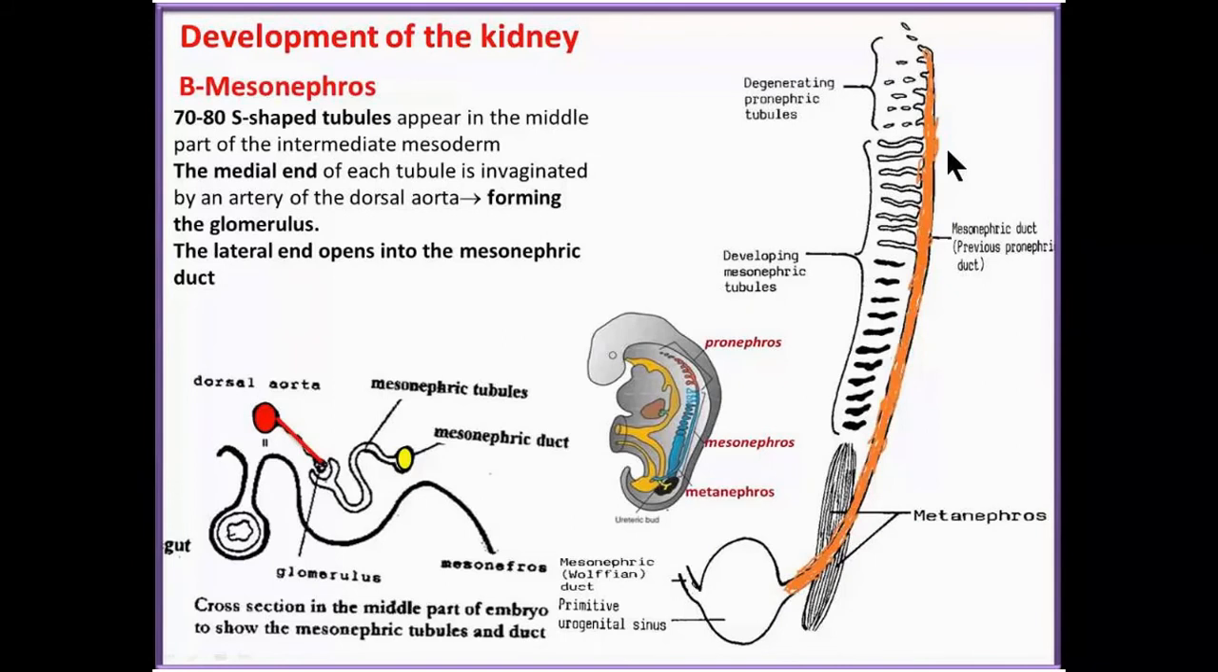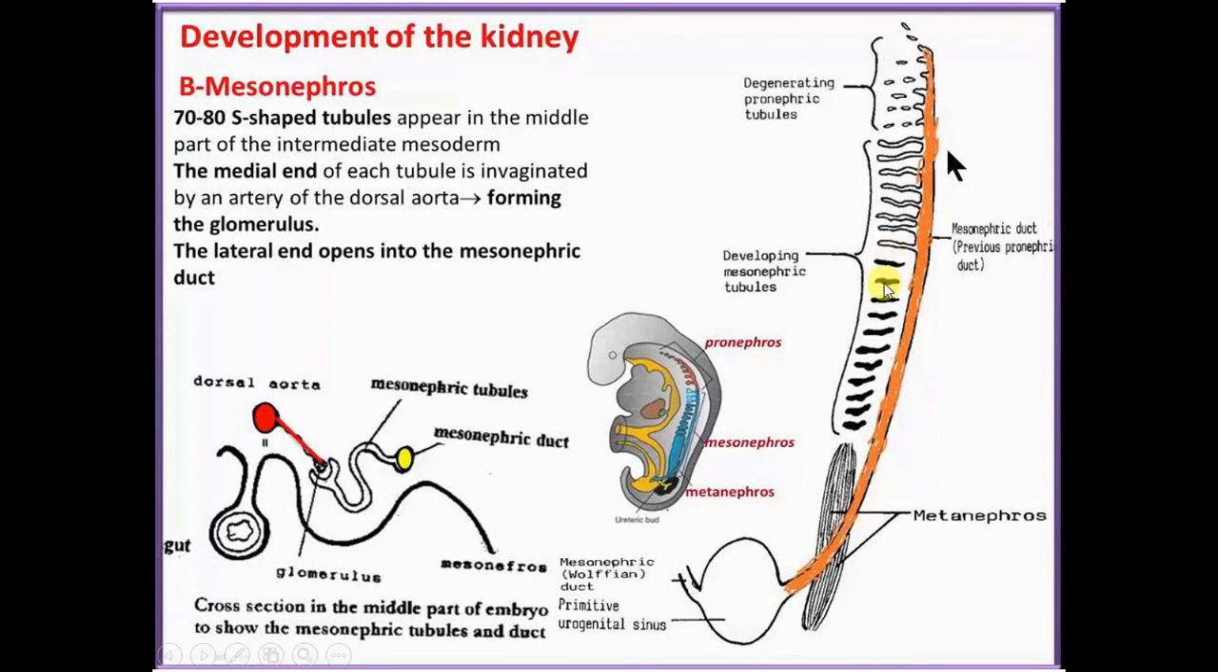70 to 80 S-shaped tubules are forming. Here we see S-shaped tubules forming in the middle part of the intermediate mesoderm. The medial end of each tubule is invaginated by an artery of the dorsal aorta forming a glomerulus, and the lateral end opens into the duct system, which is the mesonephric duct.